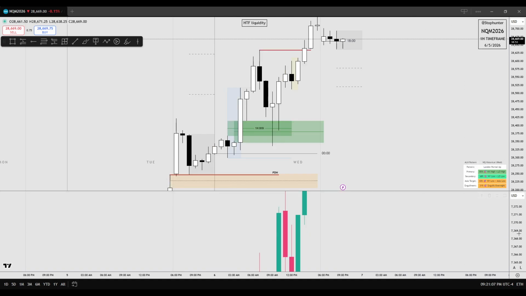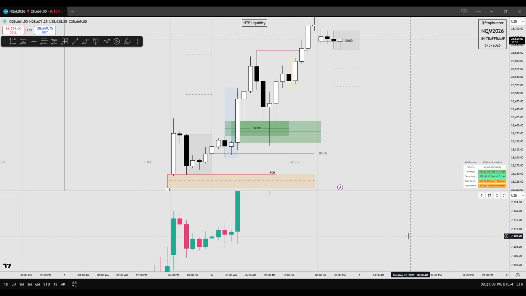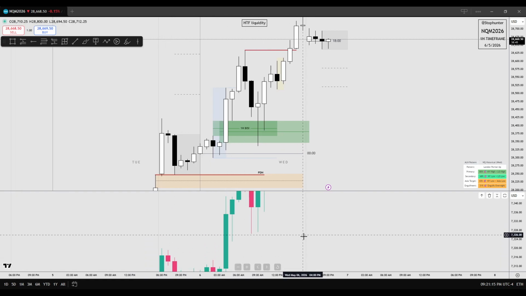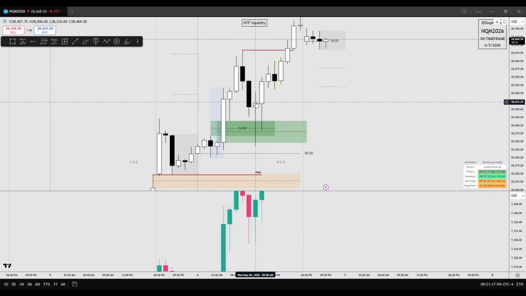And then, of course, we want to compare this to ES. So I do this every single morning. I'm comparing this to ES. We're very aligned over here. We do have a large pool of sell-side liquidity that we can come back to at a later time. But notice how this low taps into the 1 hour BISI and how ES.